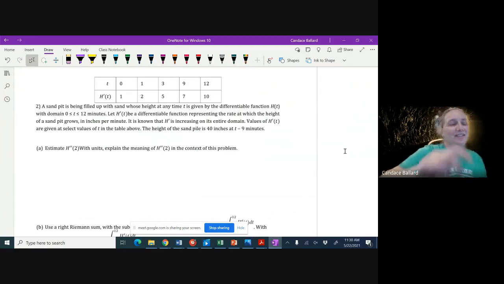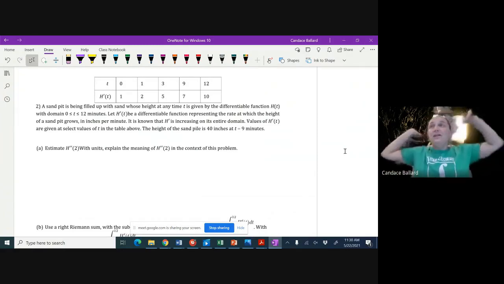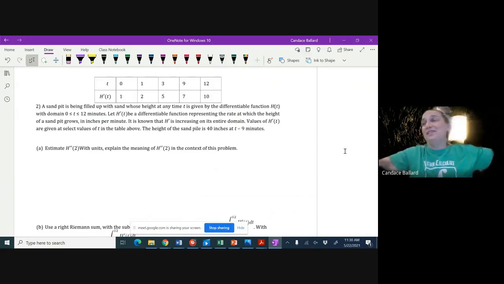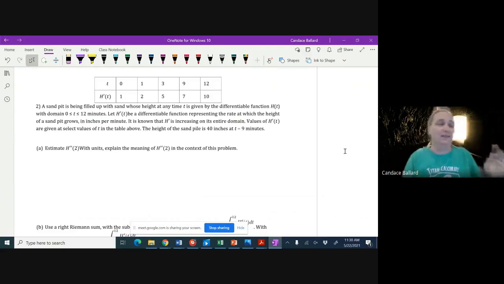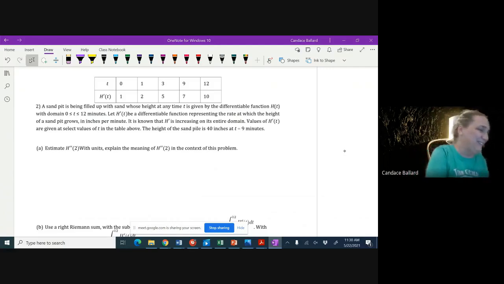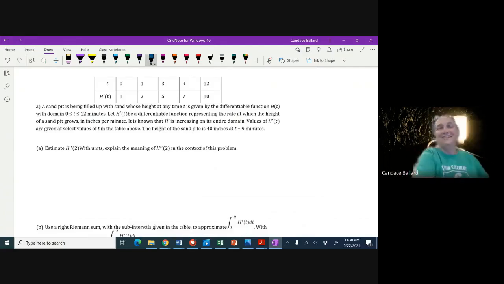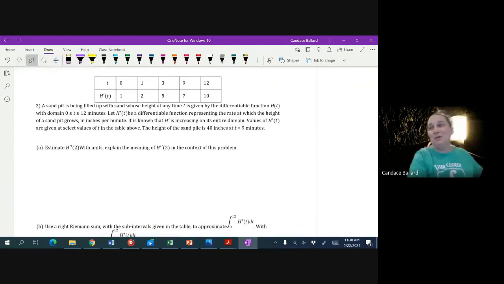All right, you guys. We're going to move on to a tabular stem. Who's excited about having a tabular stem? I know I am. I love tabular stems. So we've got a sand pit. That sometimes makes me nervous because it makes me think the cone problem is coming, which my students in BAB don't know what that is because I didn't do it. We're going to hope it's not there. If it is, it's not worth that many points.